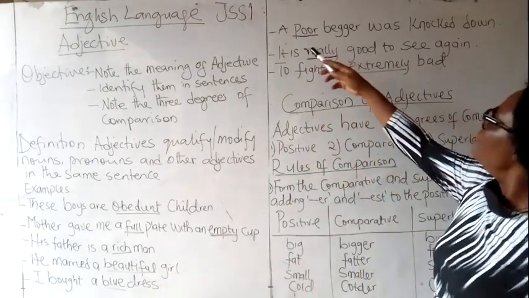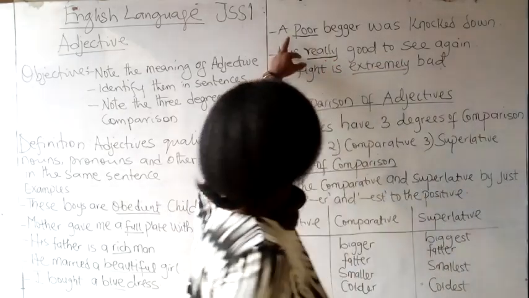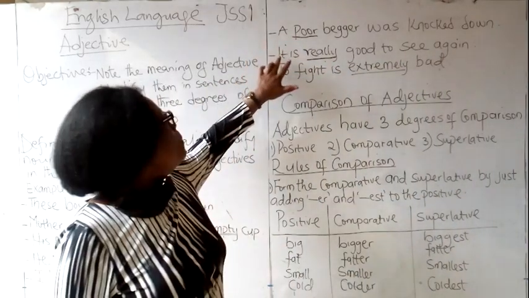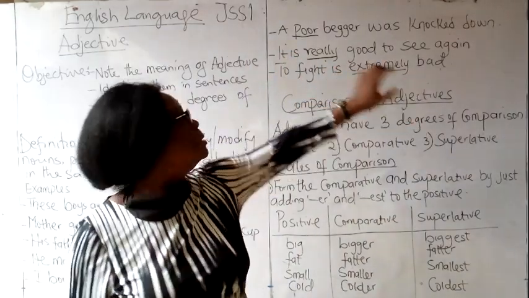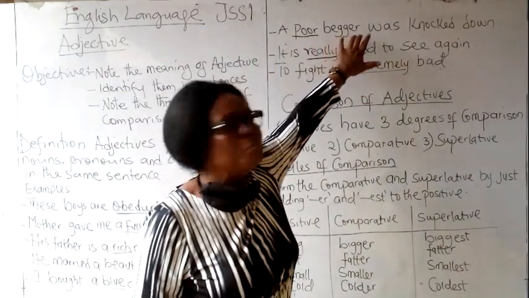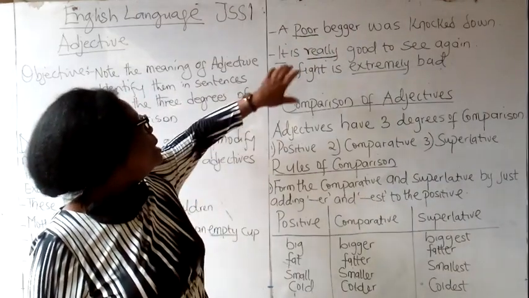Up here we have other examples. A poor beggar was knocked down. Poor here is modifying beggar, which is a noun.